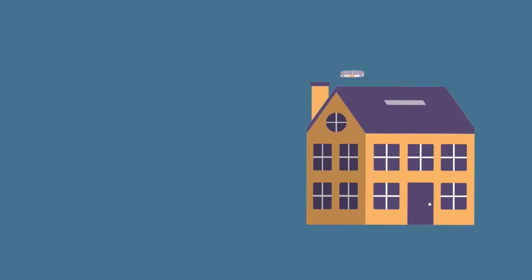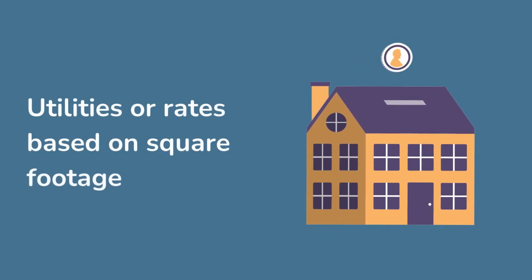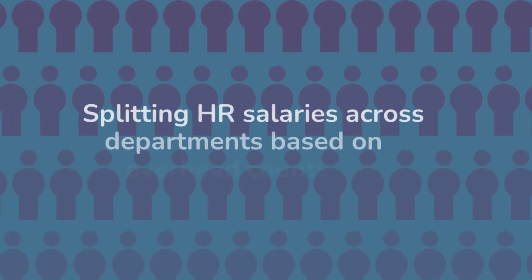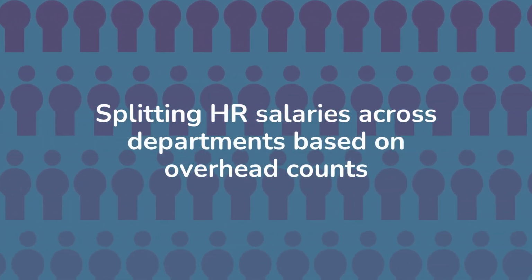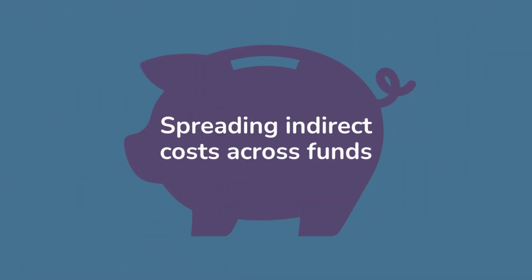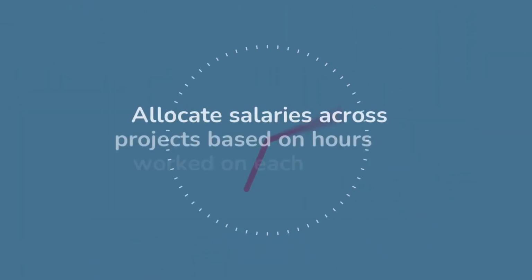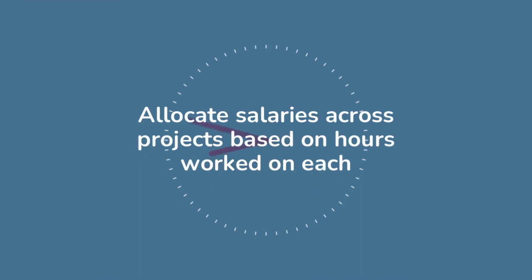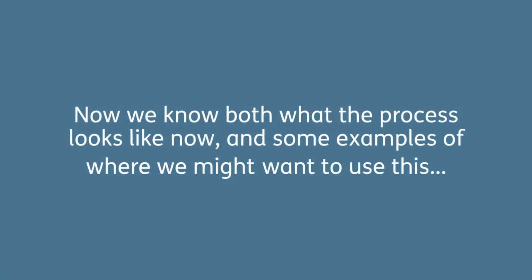Number one, sharing overhead costs, like utilities or rates based on square footage, splitting HR salaries across departments based on overhead counts, spreading indirect costs across funds, allocating salaries across projects based on hours worked, or even allocating benefits across those projects.